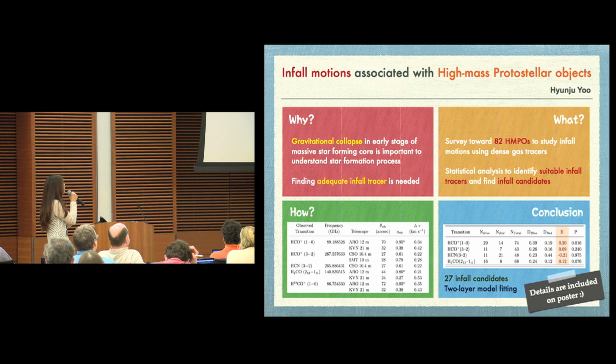We observed 4 optically thick molecular lines and 1 optically thin molecular line using single dish telescopes, and we found that toward our sources, the HCO+ 1-0 line is the most suitable infall tracer. We identified 27 infall candidates toward our sources, and we derived infall velocity using 2-layer model fitting.